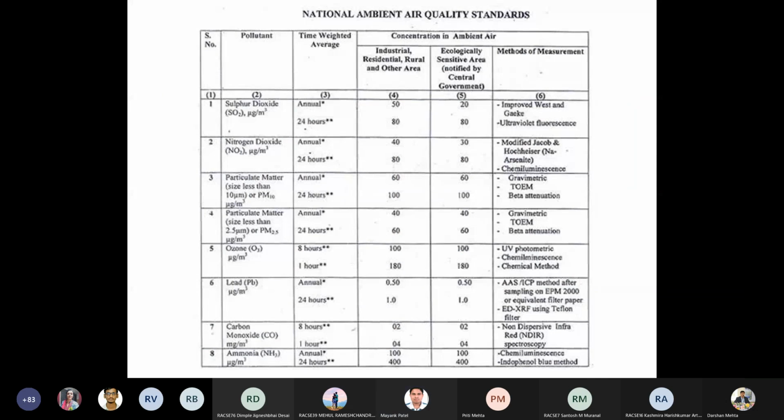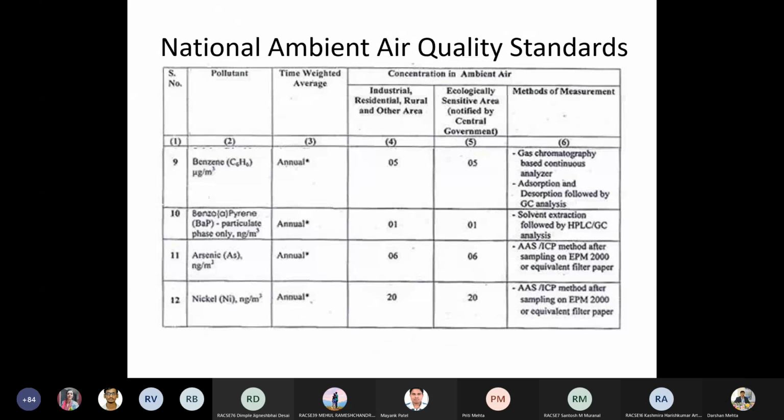So these are the national ambient air quality standards that the industry needs to follow, right? And the pollutants that are there in the air can be measured using different methods that are mentioned in the methods of measurement, right? So for that purpose, you need to go with various instruments for measurement of various pollutants. So these are the 12 major parameters that you may need to measure.